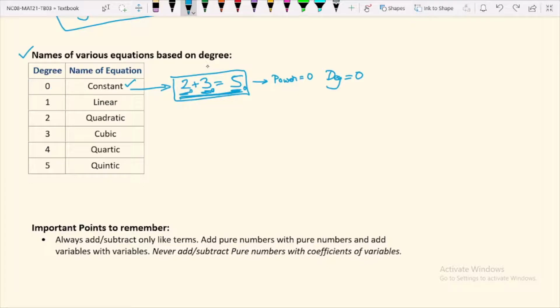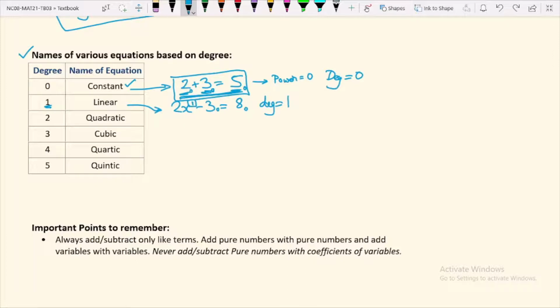Next, if the degree is 1, for example, 2x minus 3 is equal to 8. If this was the equation, then the highest power is, here the power of x is 1, power of 3 is 0, power of 8 is also 0. The highest power is nothing but 1. So the degree is equal to 1. So this equation will be called as linear equation. They have named the equation as linear equation. If the degree is 1, then it is called as linear equation.